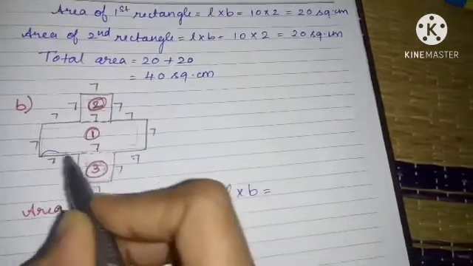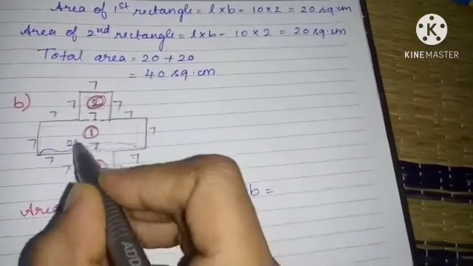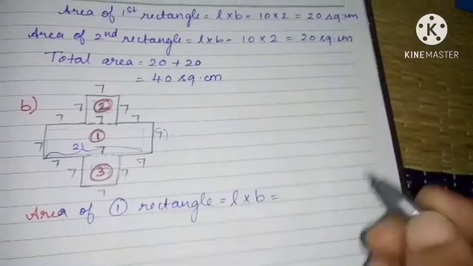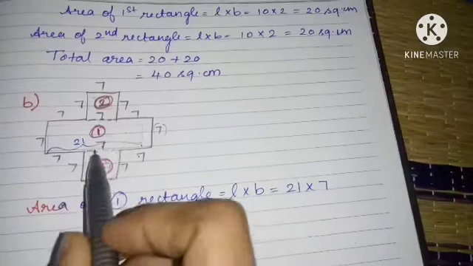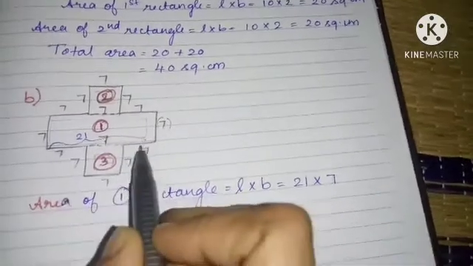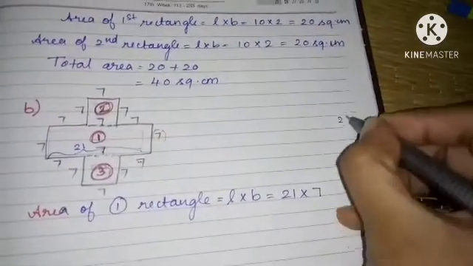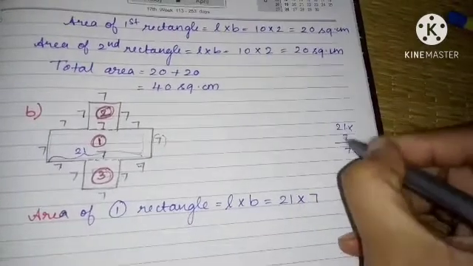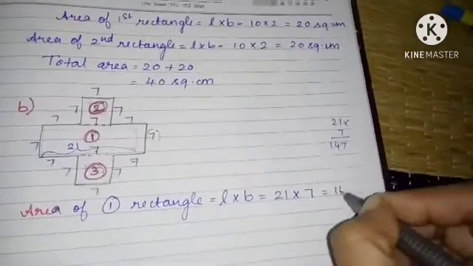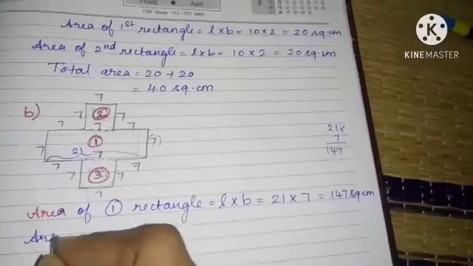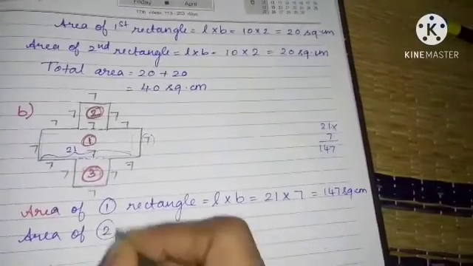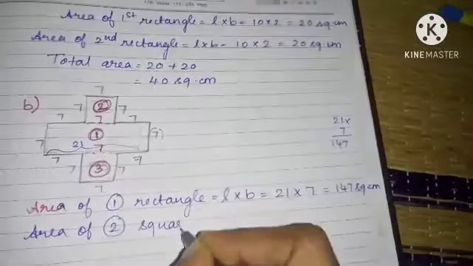Next, area of square. Okay, this is your square. All the sides are 7. Side into side means 7 into 7. 7 sevens are 49 square centimeter. Then area of third square is what? Side into side. Okay, 7 into 7, 49 square centimeter, because here also the side is 7 centimeter.